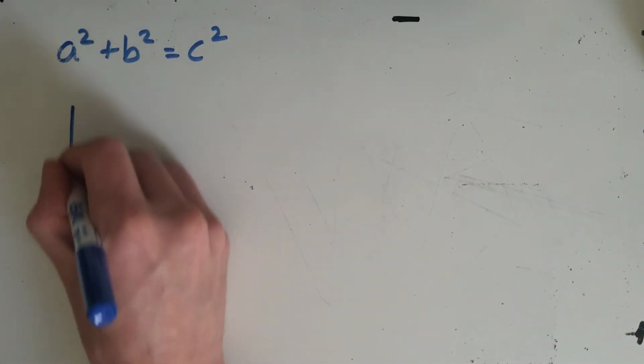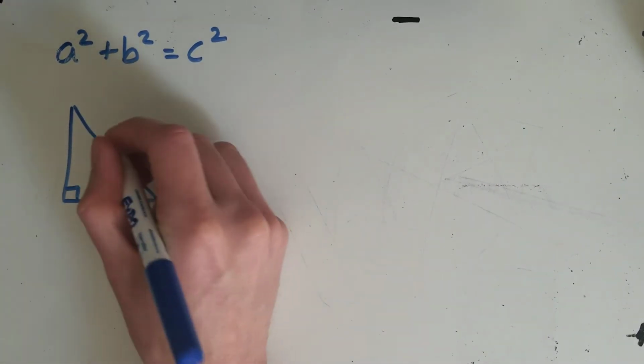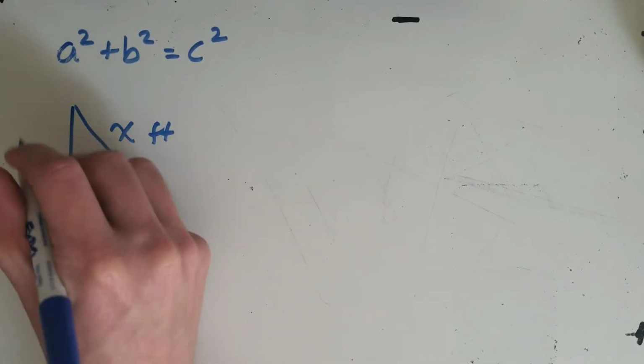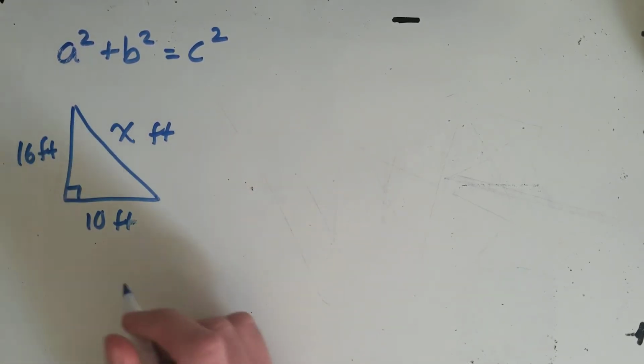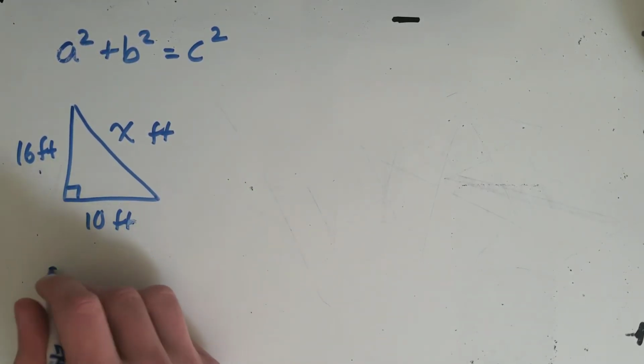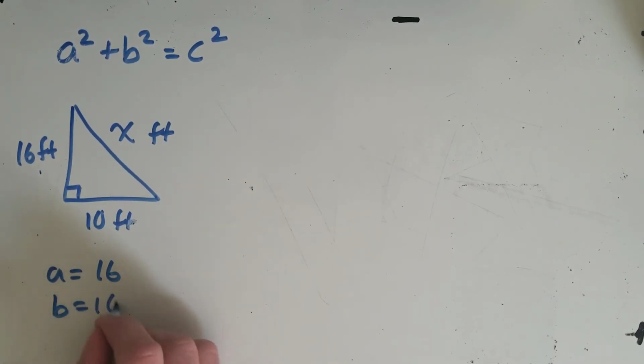So now we have a right triangle like this. We know this is x feet, this is 10 feet, and this is 16 feet. We are trying to find, well, we have 16, that's one of our legs. 10, that's another one of the legs. And we're looking for the hypotenuse.